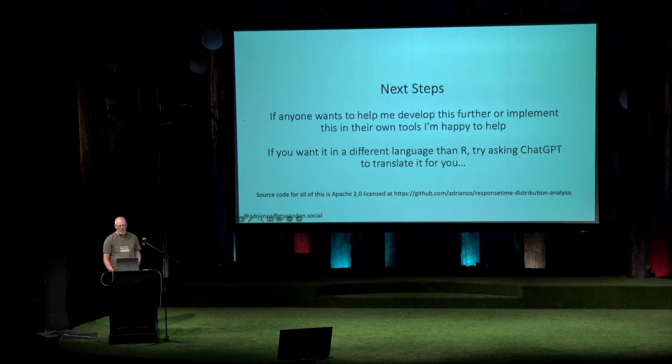So, next steps. If anyone wants to help me play with this, like I say, I'm a free agent, I do whatever I feel like nowadays. So I'm happy, or if anyone wants to implement this, most of the code I wrote here was written with ChatGPT. I just ask, how do I do this in R? And it gives me a page of code. And if you want it in Python or something, just give the code to ChatGPT and say, I want this in Python, and it'll probably work.